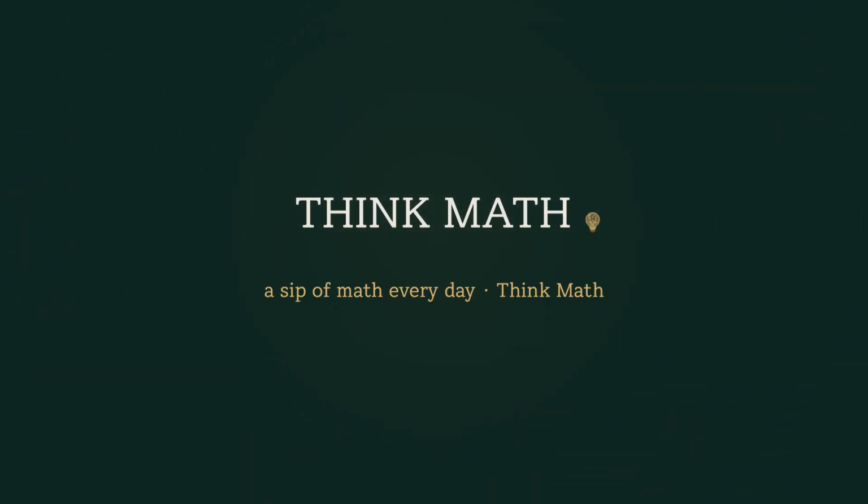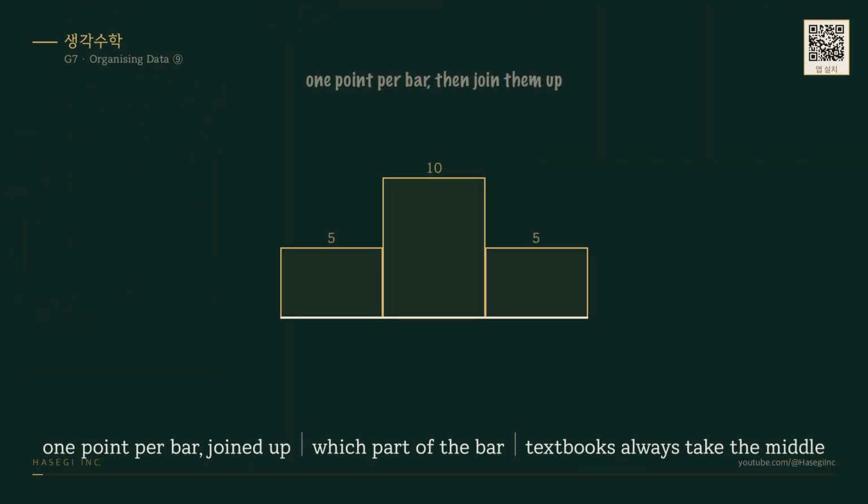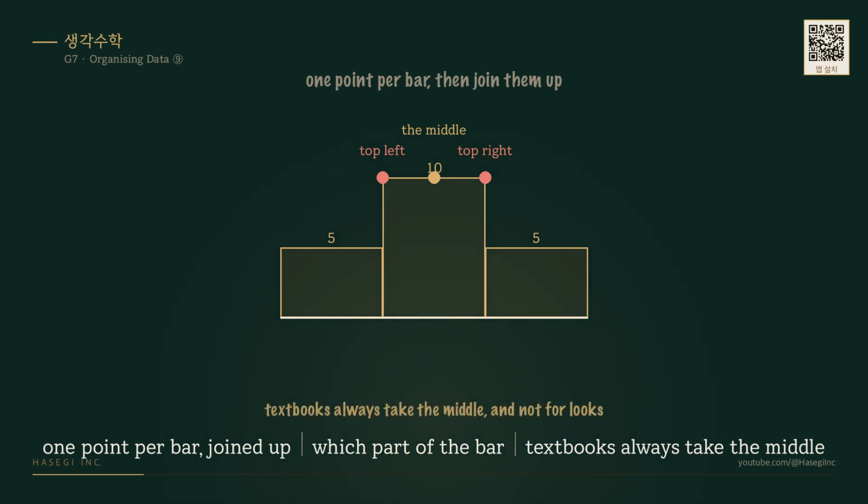Think math. Put 1 point on each bar of a histogram and join them up. But where on the bar does the point go? The top left corner? The top right? Or the middle of the top edge? Textbooks always take the middle. This episode is about why that is not merely because it looks tidy.